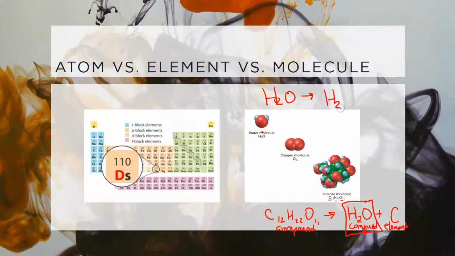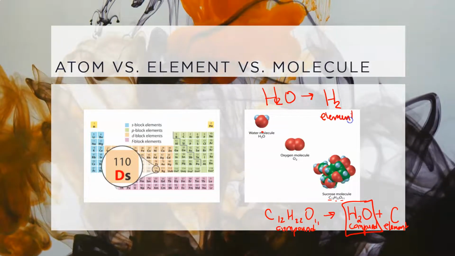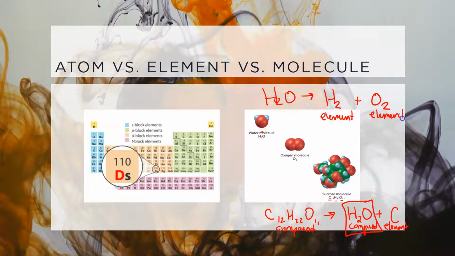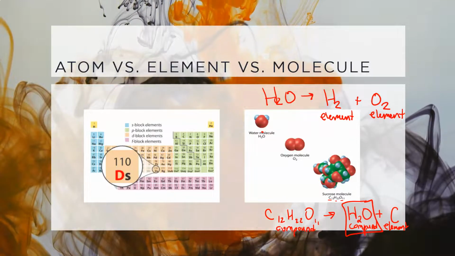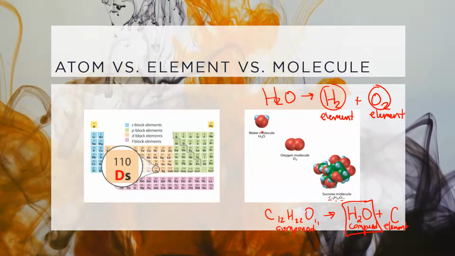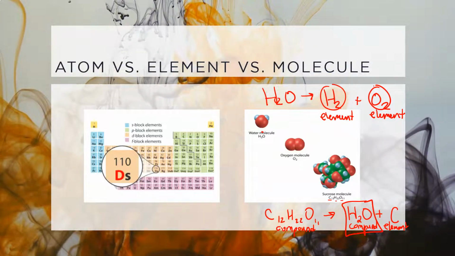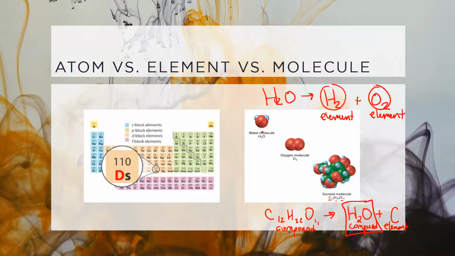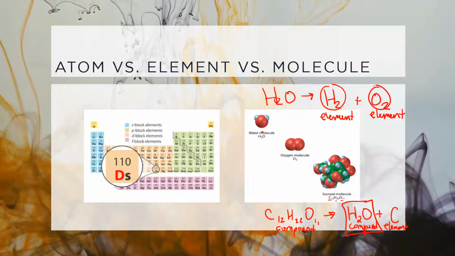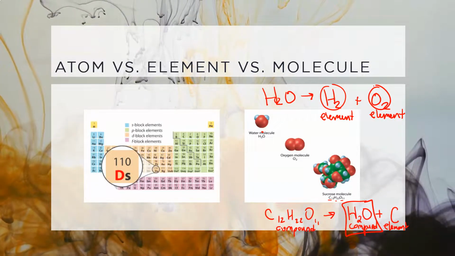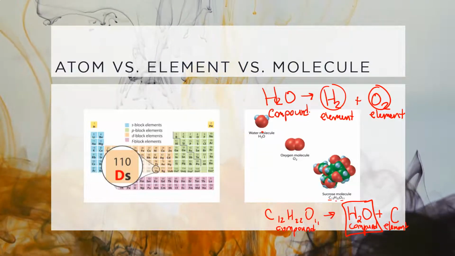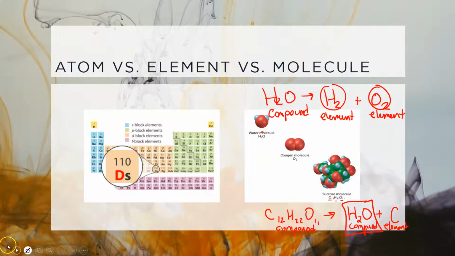H2 is hydrogen gas. It's an element. And O2 is oxygen gas, which is also an element. Notice that they're both molecules. They both have more than one atom, but hydrogen and oxygen are two special types of atoms or elements called diatomic elements, meaning they will always form pairs with themselves. We'll talk about that later, but for now, just realize we're taking a compound that we already got from an earlier compound, and we're breaking it down into two separate elements.